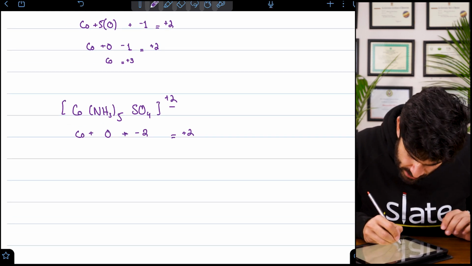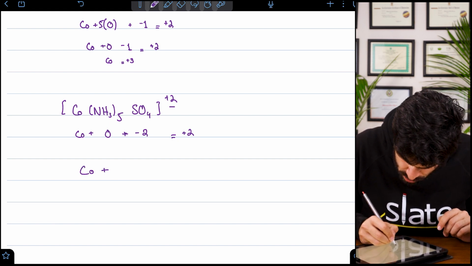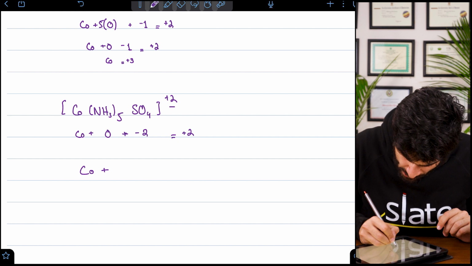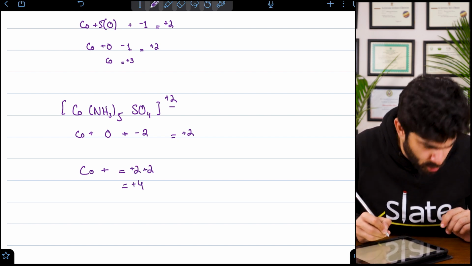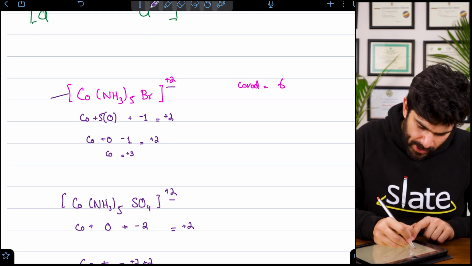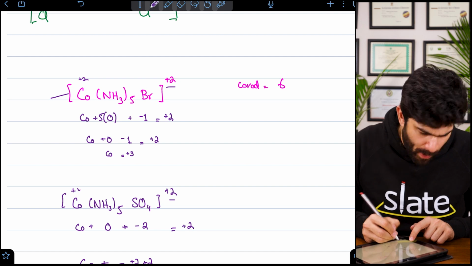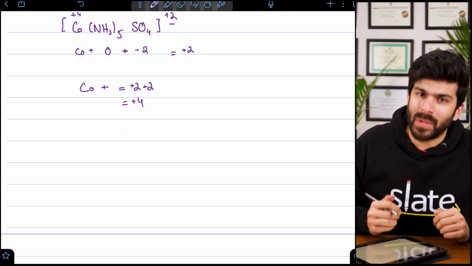Because in this case, cobalt, with ammonia 0 and +2, has a +4 state. That is how it's different. They look the same, but here cobalt is +2, here cobalt is +4. It can vary. We can do that about platinum as well.